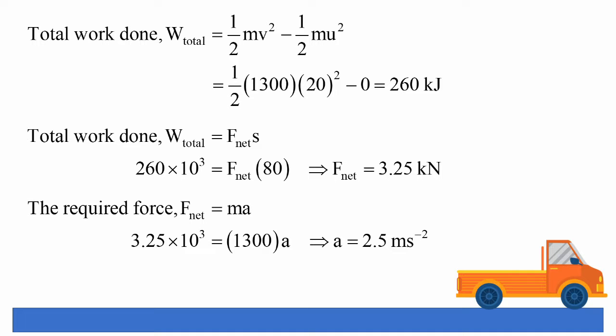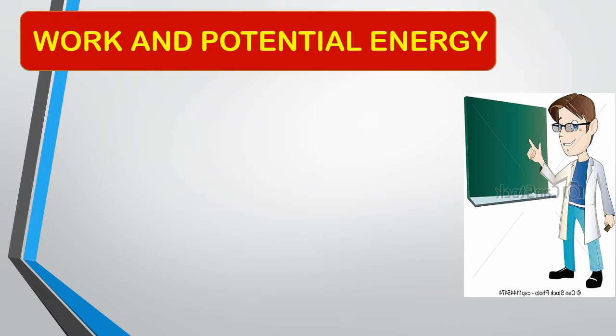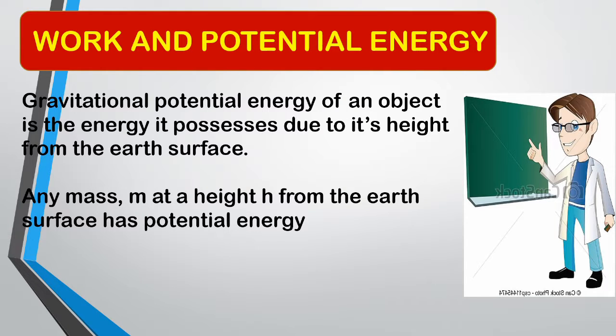Work and potential energy. Gravitational potential energy of an object is the energy it possesses due to its height from the Earth's surface. Any mass, m, at a height, h, from the Earth's surface has potential energy given by m, mass, times g, the gravitational acceleration, times height, h.